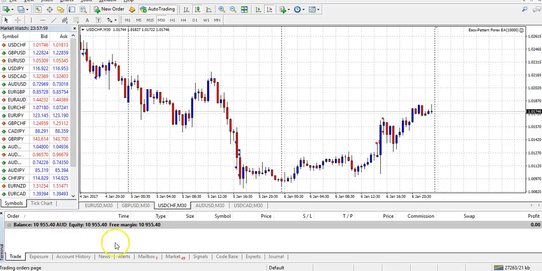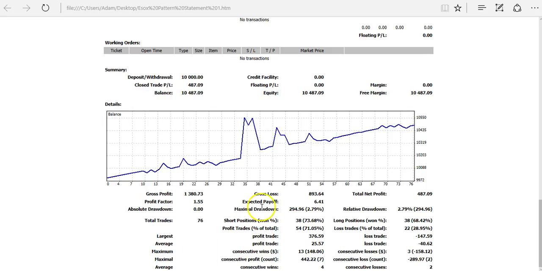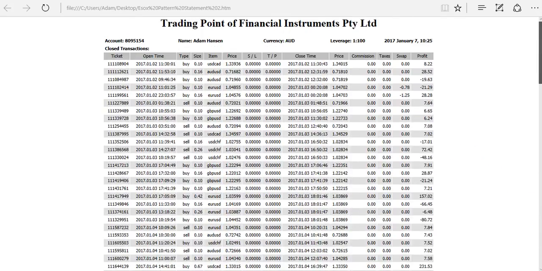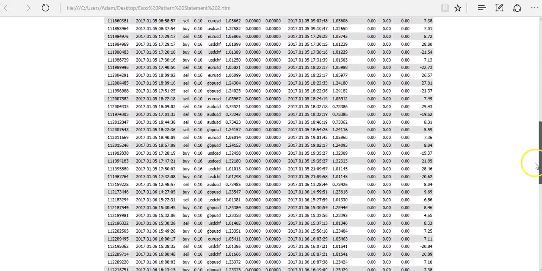Another promising week trading this program. As you can see, we've finished up for the week once again. If I take a quick look at last week's statement, you can see we had a closed trade profit of $487.09, which represented an increase for the week of 4.87%. So our closing balance last week was $10,487.09.